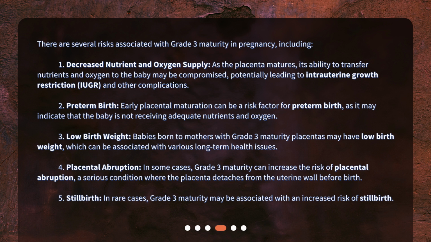4. Placental abruption. In some cases, grade 3 maturity can increase the risk of placental abruption, a serious condition where the placenta detaches from the uterine wall before birth. 5. Stillbirth. In rare cases, grade 3 maturity may be associated with an increased risk of stillbirth.